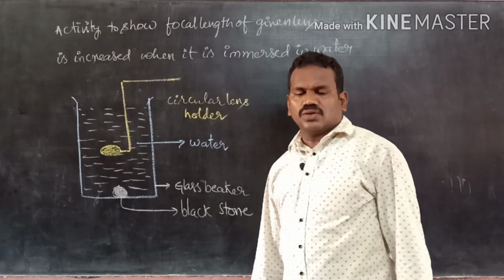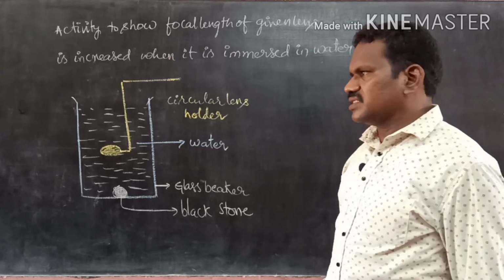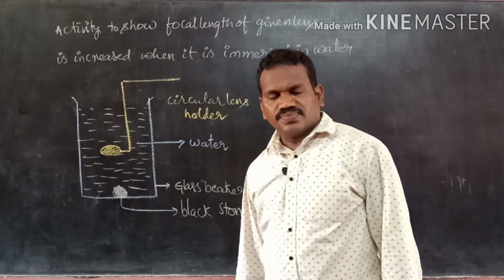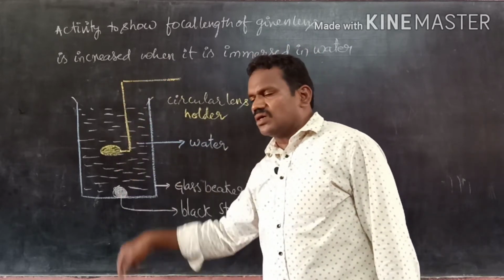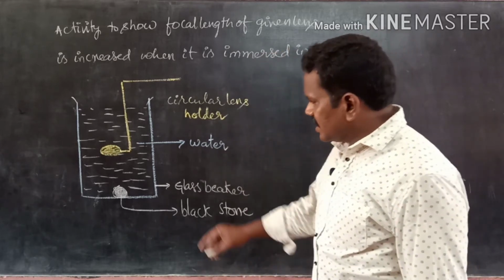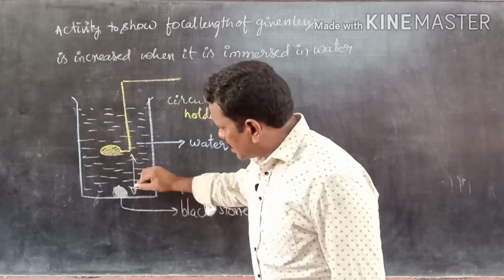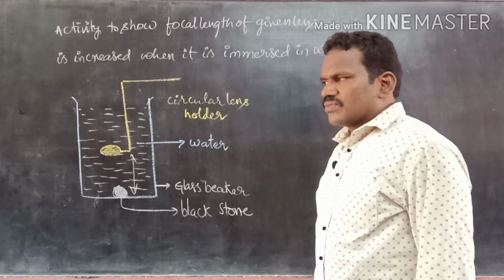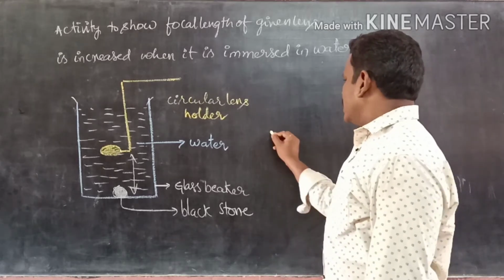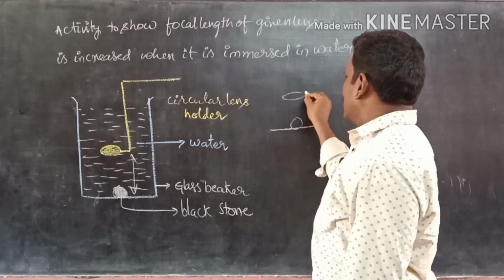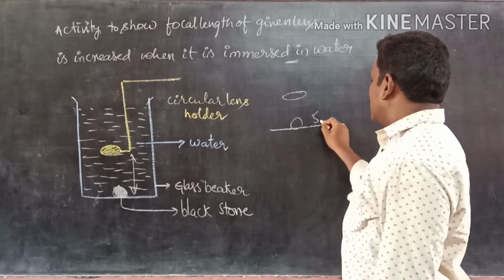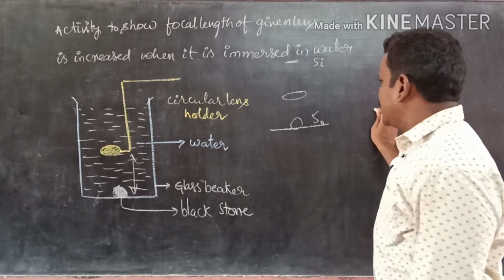We already know the focal length of a given lens. Insert the lens into the circular lens holder. Then insert that circular lens holder into the water. By immersing the lens into the water and adjusting the distance between the lens and the stone, we can observe a clear image of the stone. For example, if this is the stone and this is the lens, here is the image that is formed. This means the size of the object is equal to the size of the image.